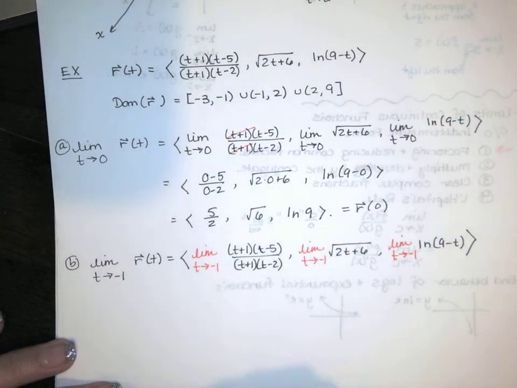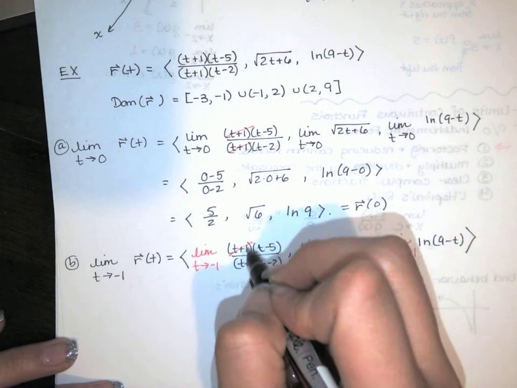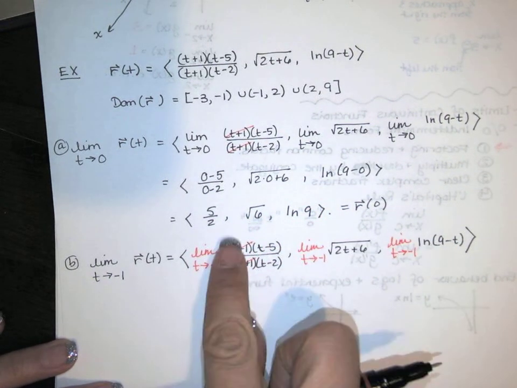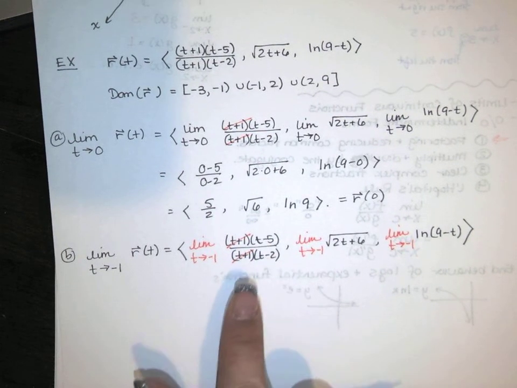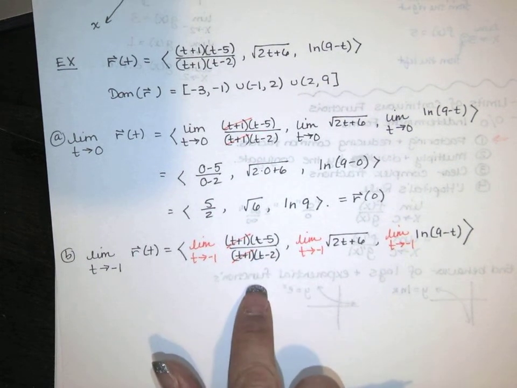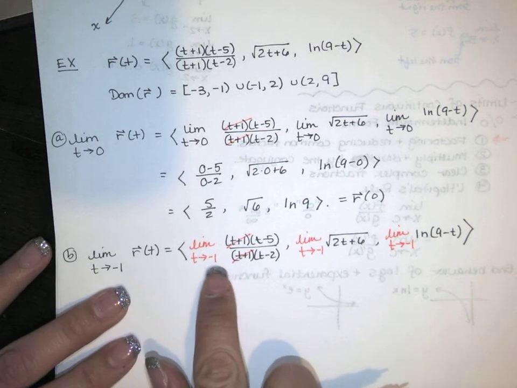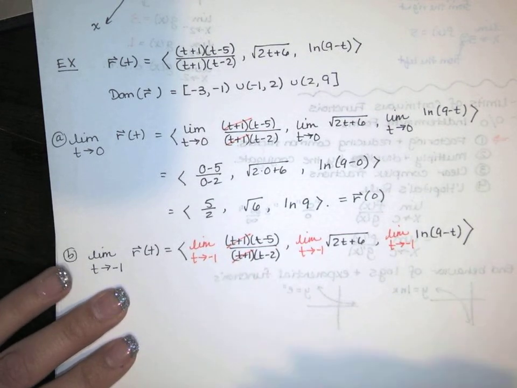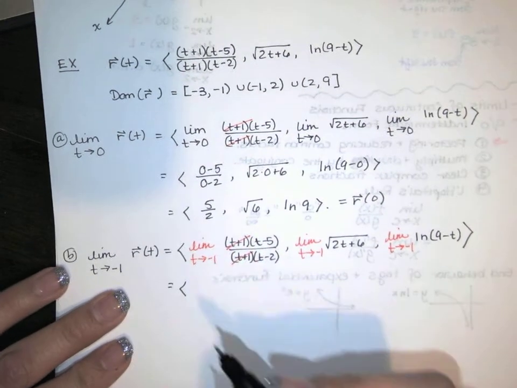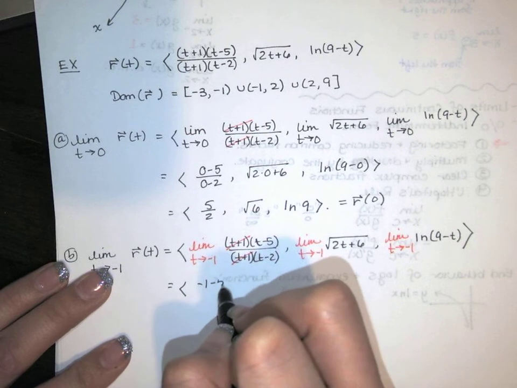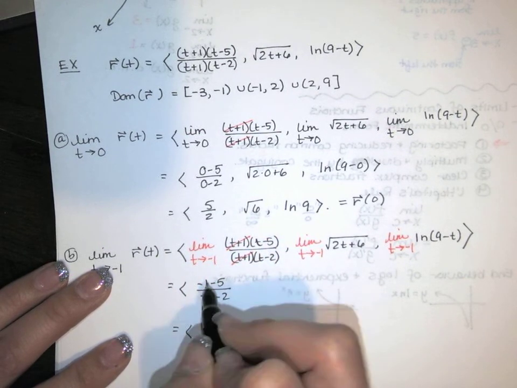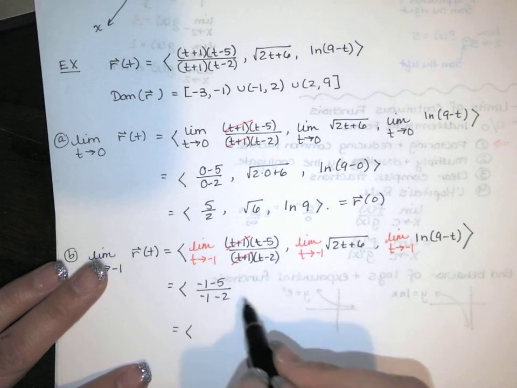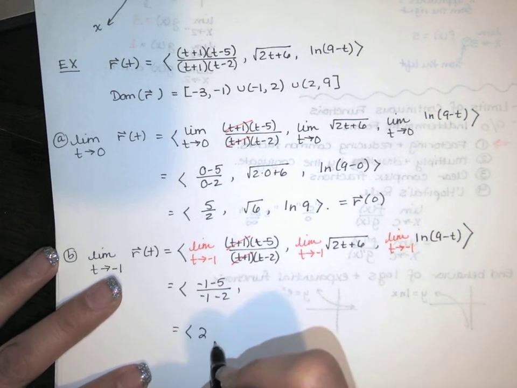Alright, now this one's not continuous at negative 1. This one I would get 0 divided by 0. But remember in Calc 1 we said there's a common factor, just factor it out. The limit of the original function is equal to the limit of this new continuous function. So the limit as t approaches negative 1 of this is equal to negative 1 minus 5 over negative 1 minus 2. So the x component, we get negative 6 over negative 3, which is positive 2.